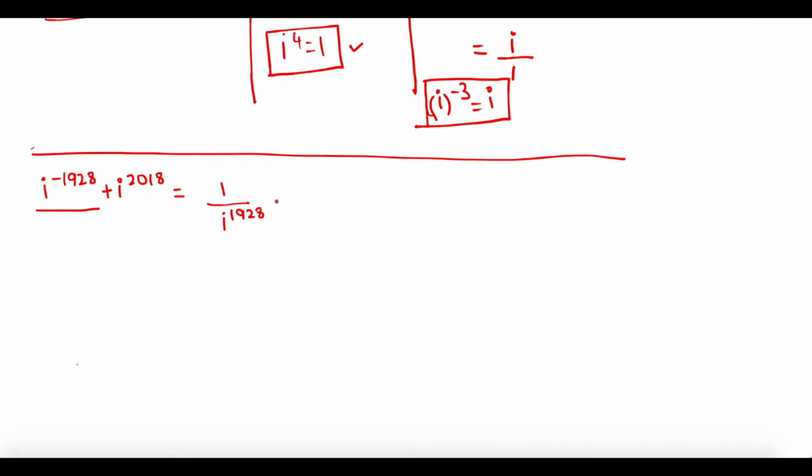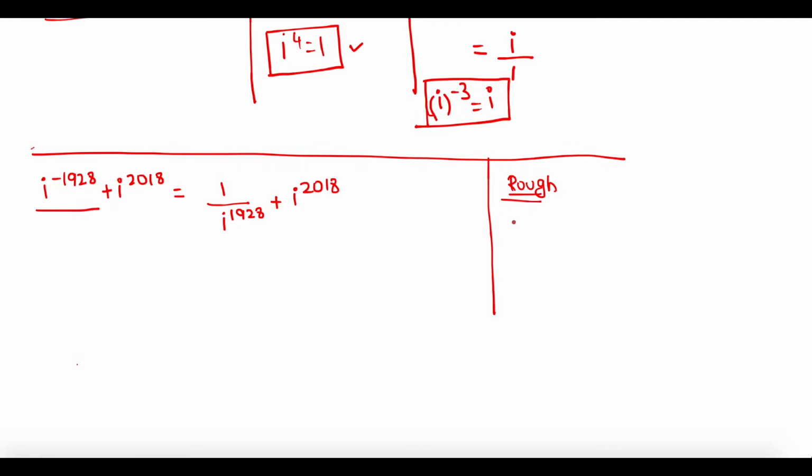1928 plus i to the power 2018. Now we already know i to the power of 4 is equal to 1. So that's the simplest way to calculate things. Okay, so now I'm using this as a rough column. So always have your rough column separate, and draw it as a rough column.